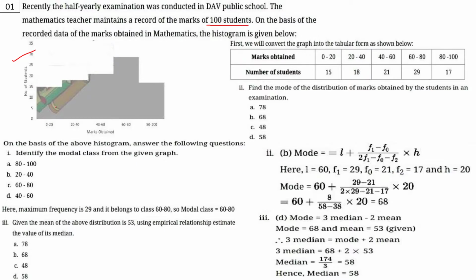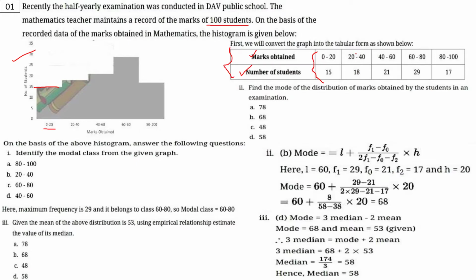So first, every student should convert this histogram into a table. Marks obtained in the first row and number of students in the second row. If a student takes 0 to 20, then its frequency will be 15. Like that, you can also arrange the marks obtained and number of students.